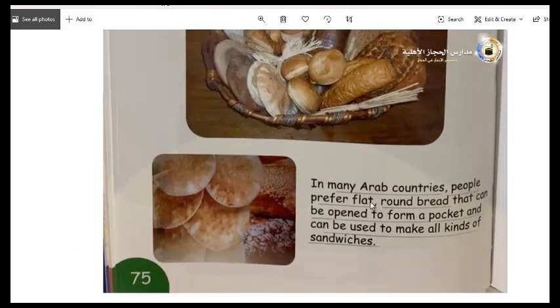In many Arab countries, in our countries, people prefer flat, round bread that can be opened to form a pocket and can be used to make all kinds of sandwiches. In Arab countries here, we prefer this kind of bread.